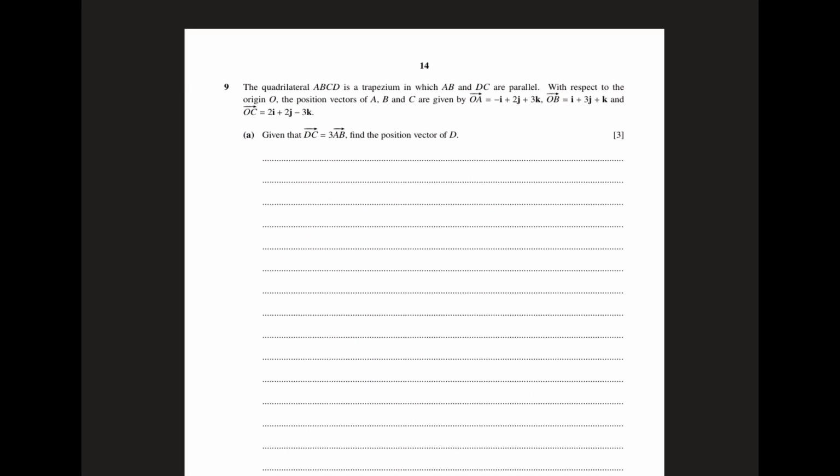The quadrilateral ABCD is a trapezium in which AB and DC are parallel. Okay, so let's say I draw out a random trapezium. They say AB and DC are parallel.